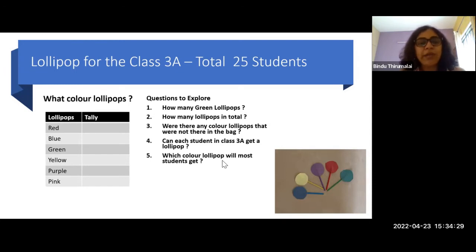So I'm going to ask them how many green color lollipops are there, how many lollipops in total, were there any color lollipops that were not there in the bag? Okay, can each student in class 3A get a lollipop? Which color lollipop will most students get? So when you're looking at this, what are the examples of looking beyond the data for a class 3 student from these questions? What is looking at data?